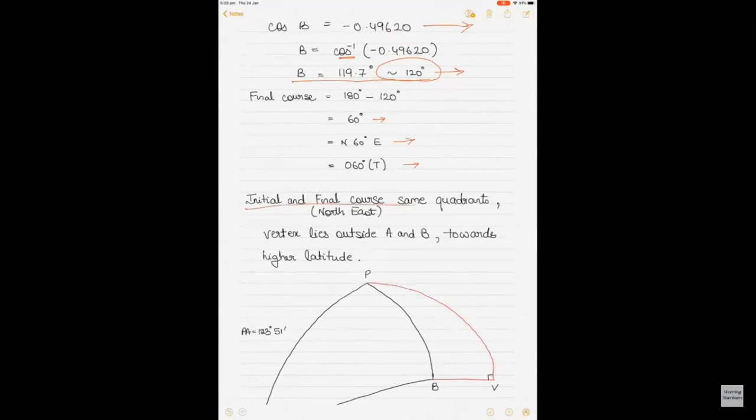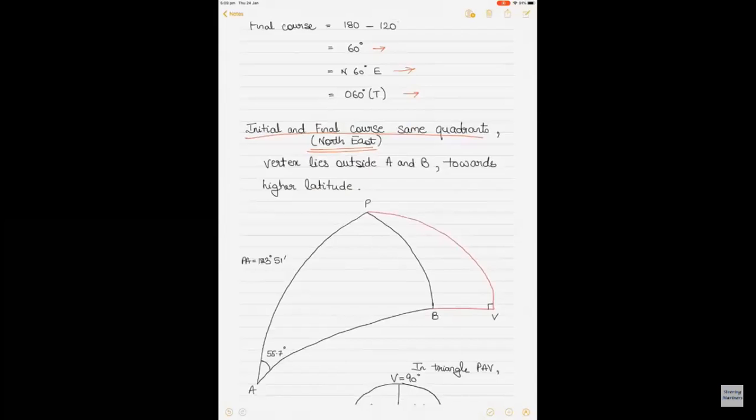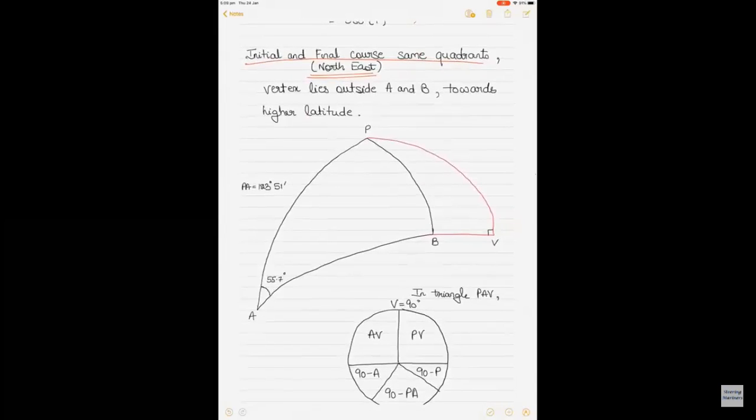So for finding the vertex, the rule of thumb is if initial and final courses are in the same quadrant, then the vertex will lie outside A and B. And if initial and final courses are in different quadrants, then the vertex will lie within the diagram. So we need to find the vertex, that is the highest latitude of this great circle course. Because our initial and final courses are in the same quadrant, the vertex is lying outside, so we make a vertex outside. And because B is on the rising side, that is where we will make the vertex.